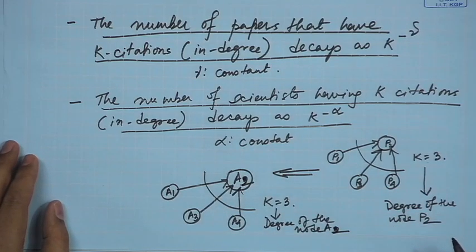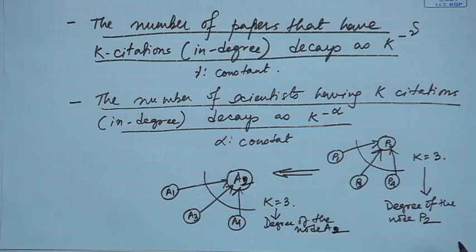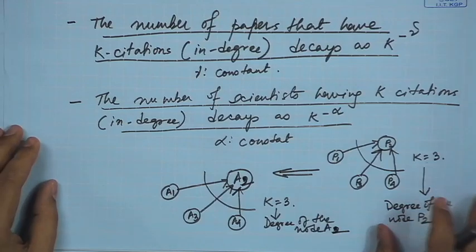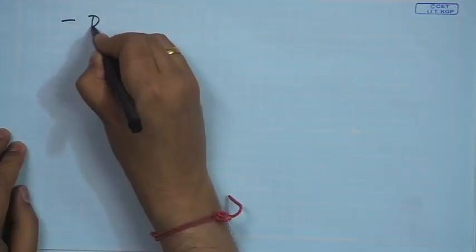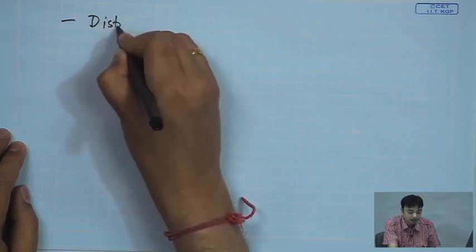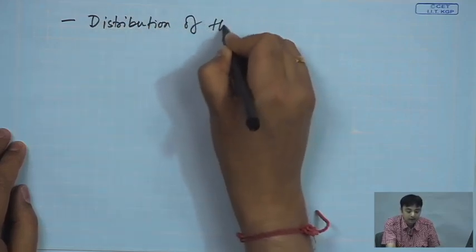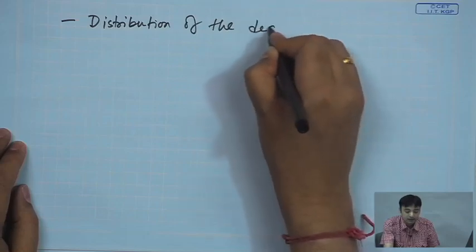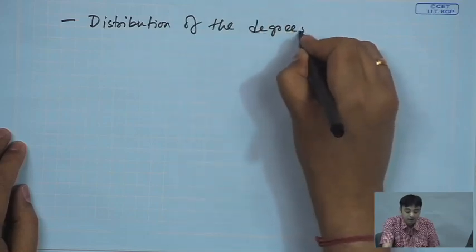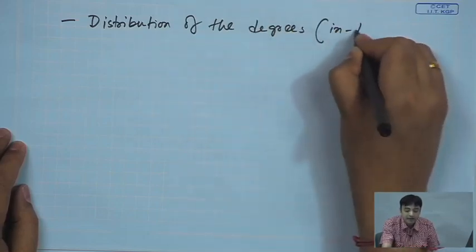So, degree of the node A2. This is basically when we are talking of this number, we are basically talking of the degree. And what exactly is this expression translating to? The expression is translating to what we are interested in, and that is the distribution of the degrees, or in specific, the distribution of in-degrees.